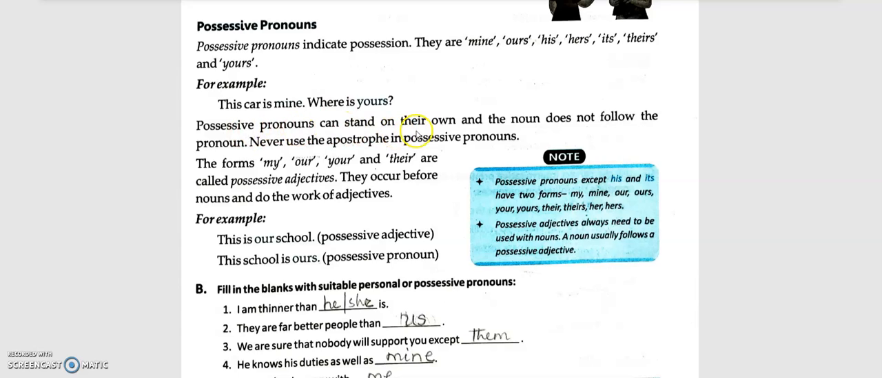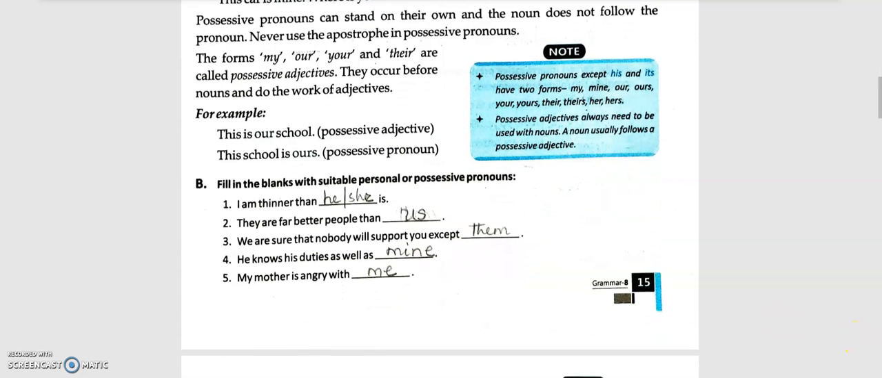Possessive pronouns can stand on their own and the noun does not follow the pronoun. Okay? This means when we use a possessive pronoun, the noun does not need to follow the pronoun. Look at the example, you will understand it. This is our school. Possessive adjective. This school is ours. Now this has become a pronoun. Ours. When we are showing that it belongs to us, it is our school. Okay? Now look at this exercise. It will make you understand better.